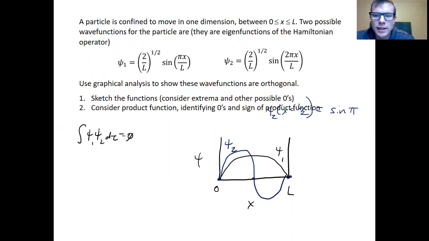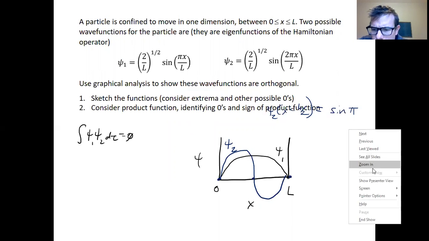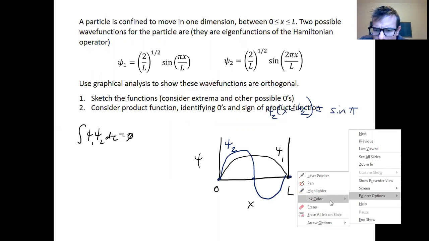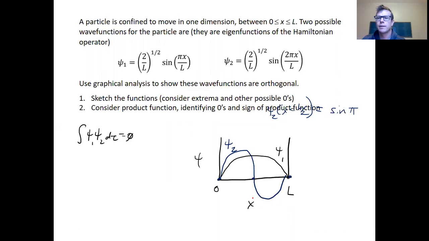Consider the product function, identifying zeros and the sign of the product. Here's what I mean by that. At the origin, both functions are 0. So 0 times 0 is 0. At x equals L divided by 2, in the middle of the box, 0 times some constant is also 0. At the edge of the box, again, 0 times 0 is 0. So I have those zeros.